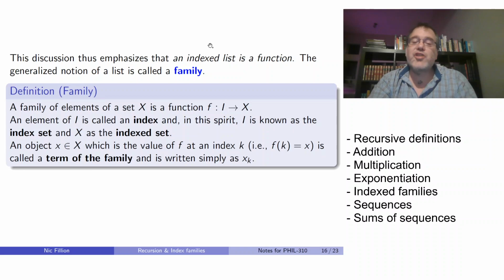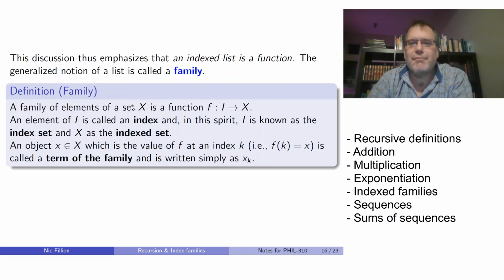So the generalization of that concept of an indexed list, which is just a function really, right, is what is called a family in set theory. So everything is, it's a big family affair. So then we're going to have a set X, and we're trying to list the elements of the set X.